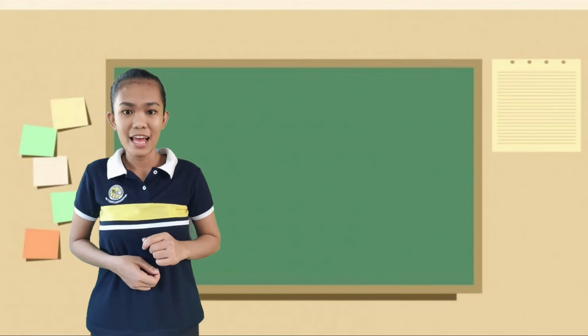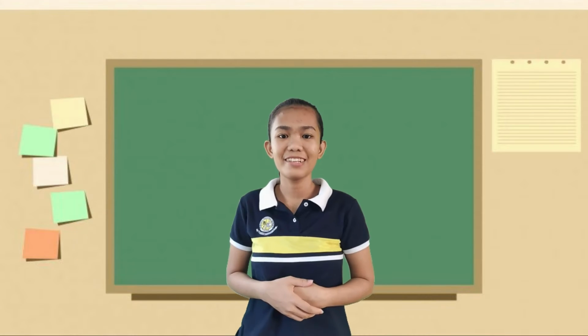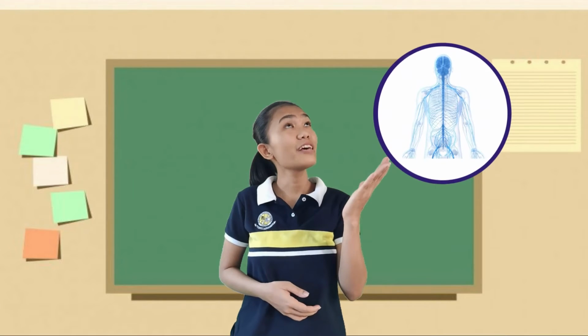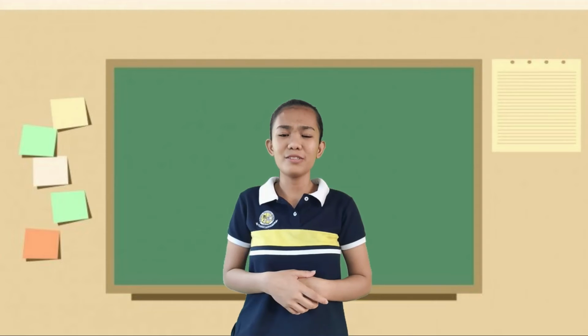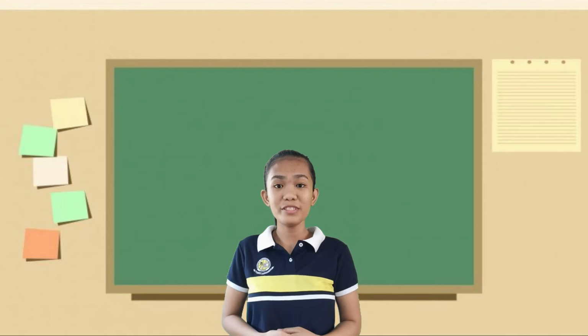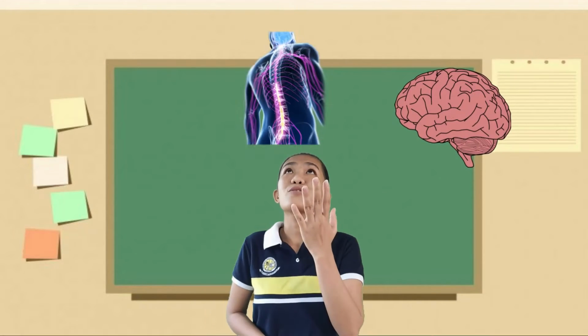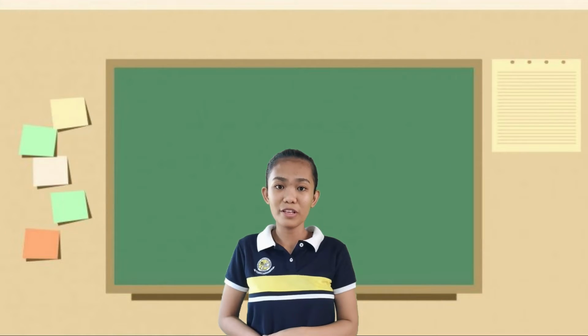But before that, let us have our review first on our previous lesson. Last episode, Sir Arvin talked about the nervous and integumentary system. Can you recall the different parts of our nervous system? Correct, students! Our nervous system is composed of brain, spinal cord, and networks of nerves. Now that you have learned about it, let us move on to our next topic.